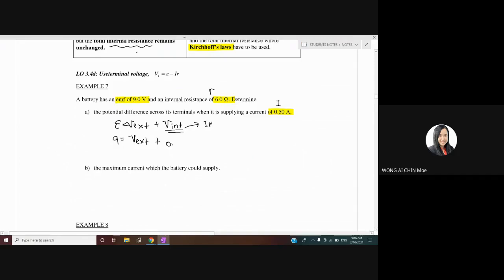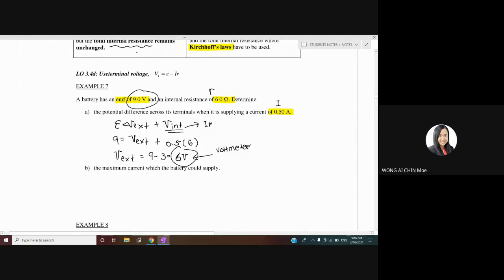So it is 0.5 times the internal resistor, which is 6. So V external or V terminal is equal to 9 minus 3. You will get 6 volt, meaning this 6 volt will show in our voltmeter. The source is initially 9 volt, tetapi apa yang boleh guna yang betul-betul keluar hanya 6 volt sahaja. Why? Because 3 volt already dissipated, hilang di dalam bateri sendiri, hilang sebagai haba.